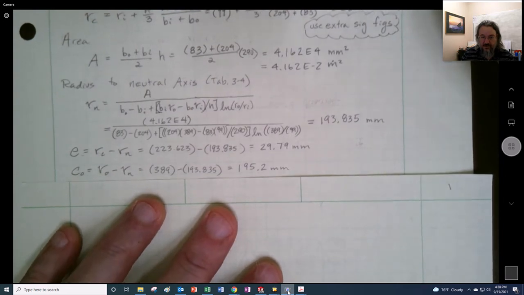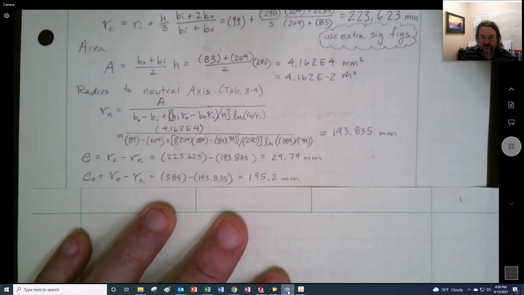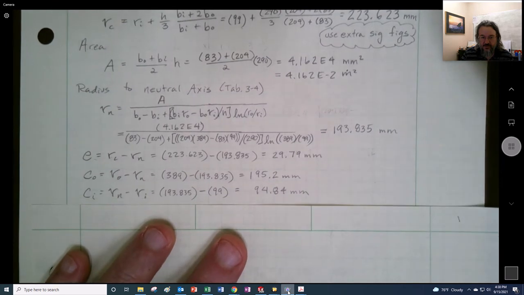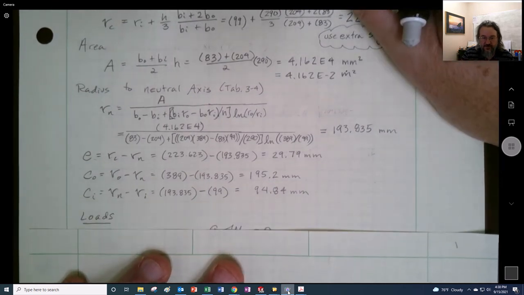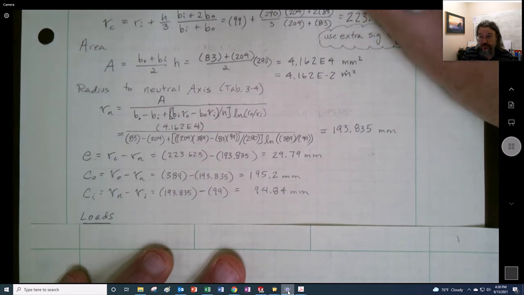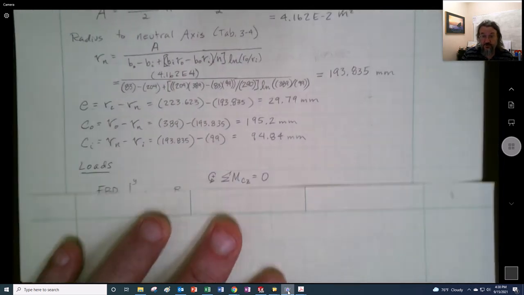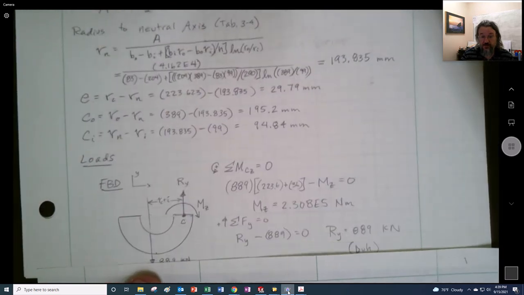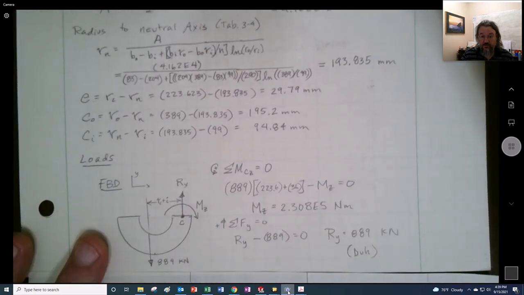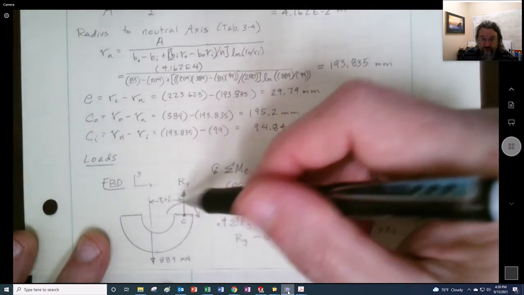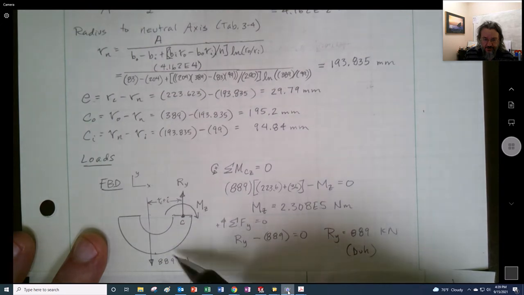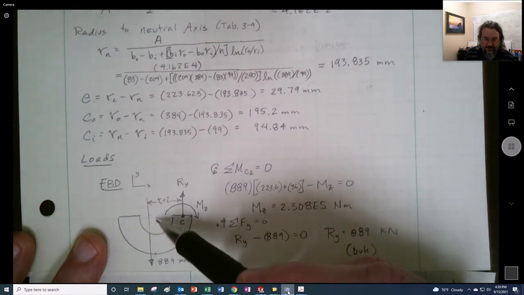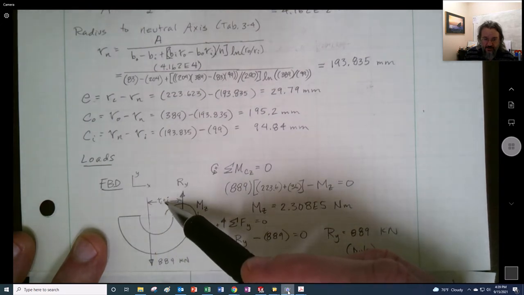We also need to have the distance from the neutral axis to the outside fiber and the distance from the neutral axis to the inside fiber. And we're also going to need some loads, right? So we're going to need to know what the moment is applied there. So I made a free body diagram. Remember, you want to cut the thing right where we're looking for stress, so right there along that section. And the force is not aligned with the center of curvature, so I have RC plus RI.